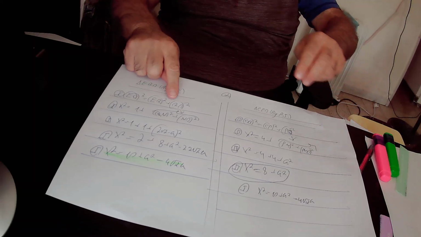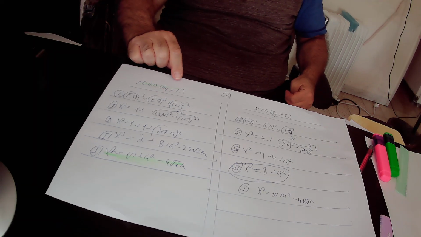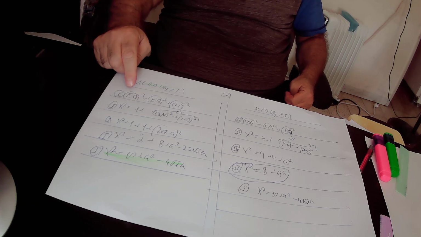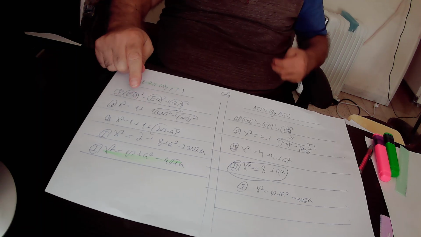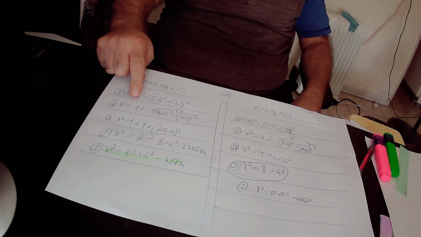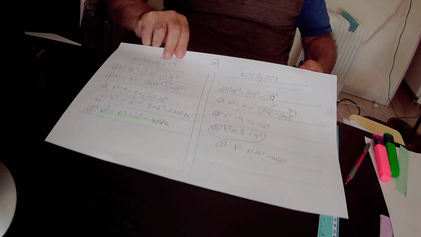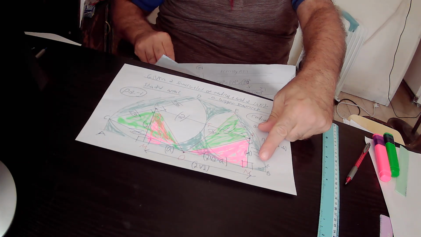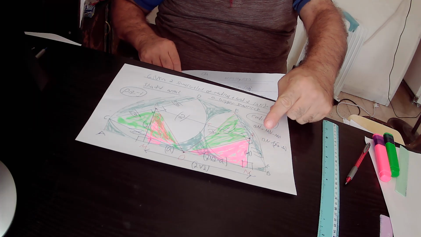So we found out that QO squared equals QN squared plus NO squared. EO is x, therefore EO squared is x squared. EQ is 1, therefore EQ squared is 1 squared, that is 1. So in total, x squared equals 1 plus NQ squared plus NO squared. QN is 1, therefore QN squared is 1 squared, plus NO squared.